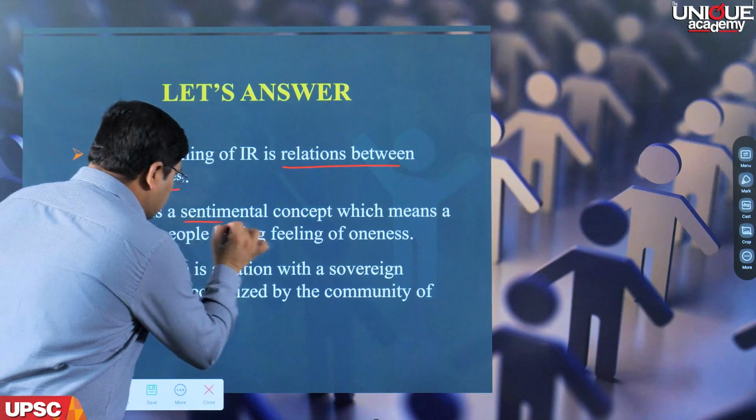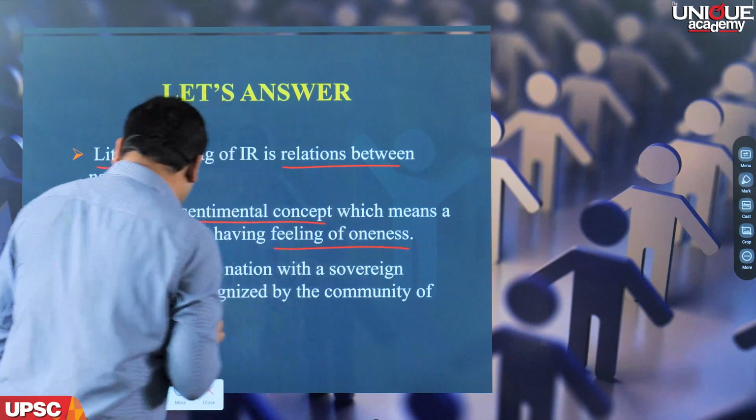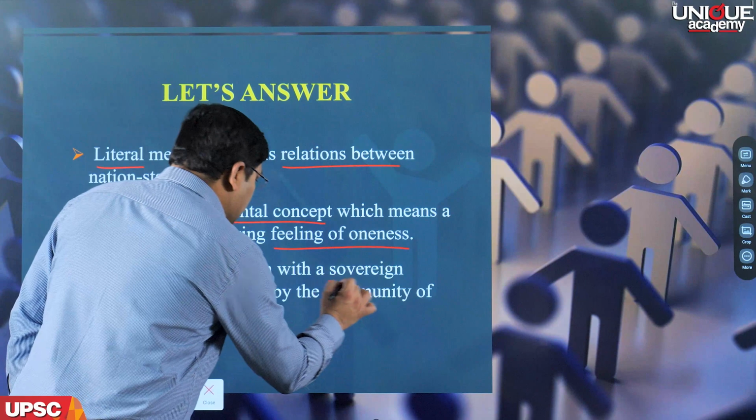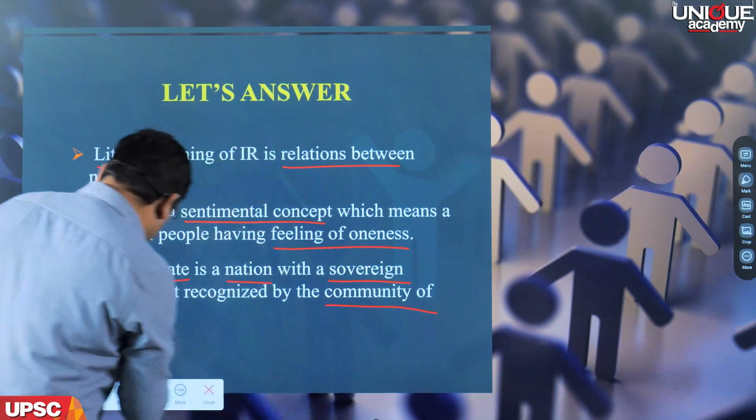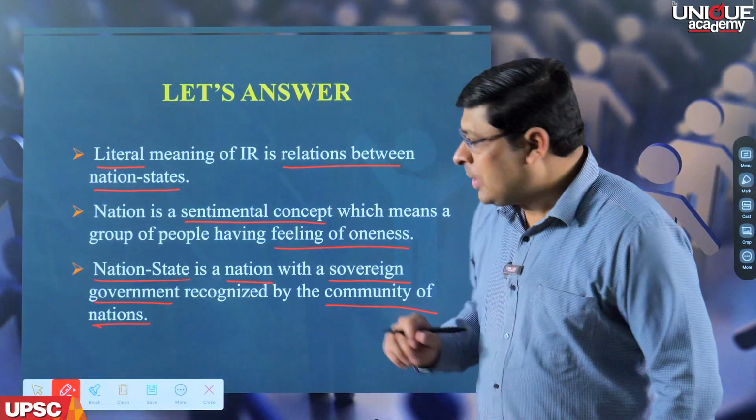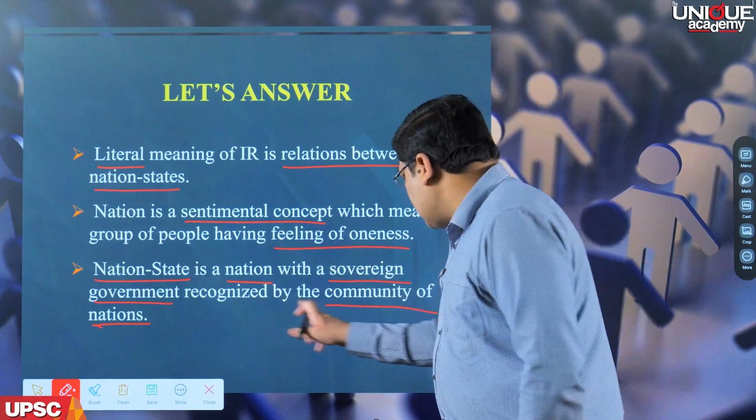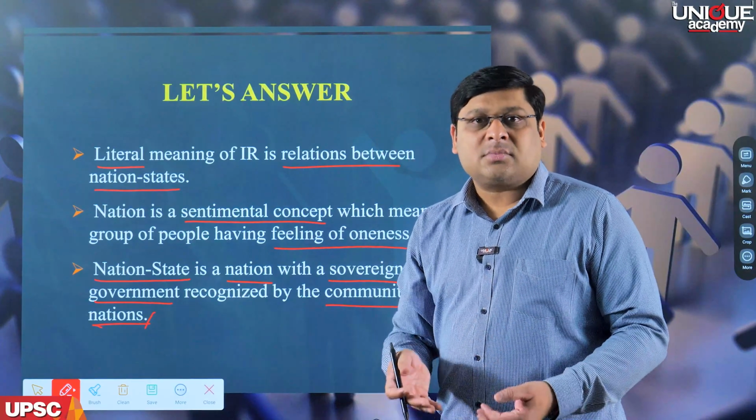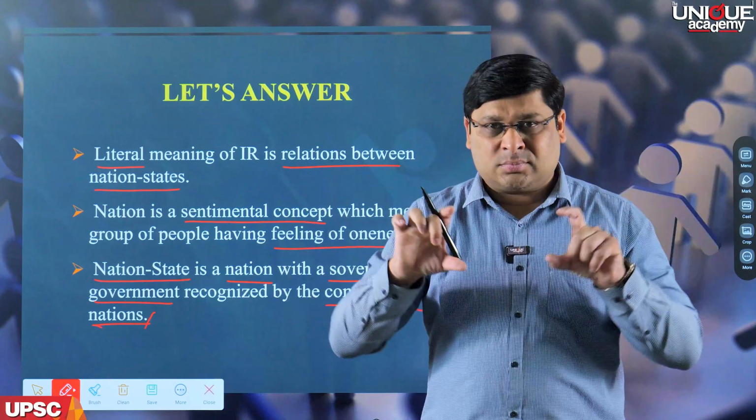Nation is a sentimental concept as I explained: people having a feeling of oneness. Nation state, on the other hand, is a nation with a sovereign government recognized by the community of nations. Other nation states are supposed to recognize you. Now the point is, while writing this, I said community of nations. I did not say community of nation states, because every time you cannot use that full term, nation state.